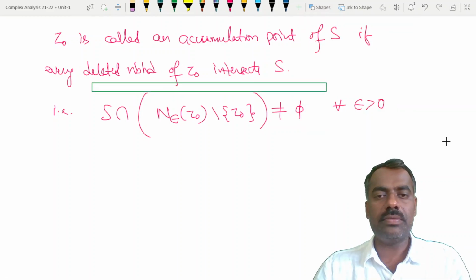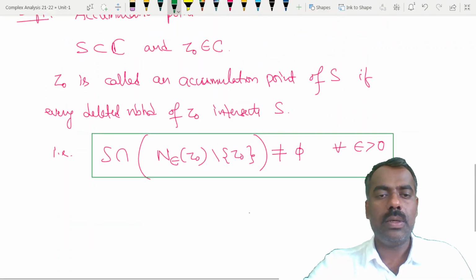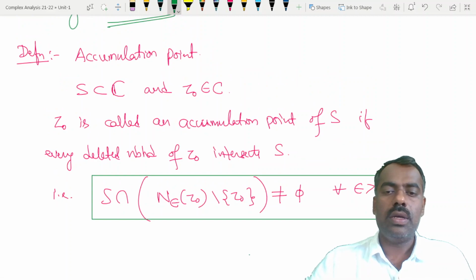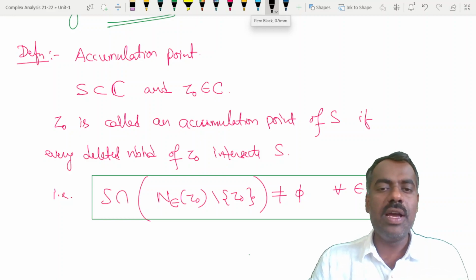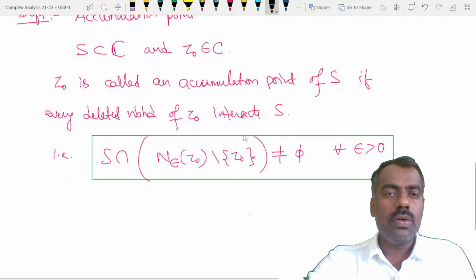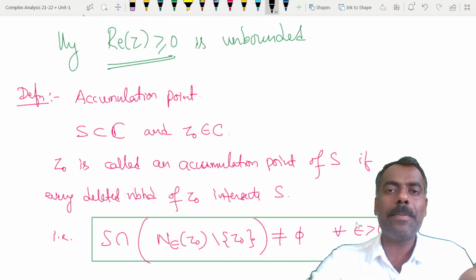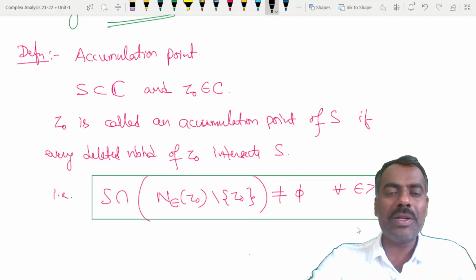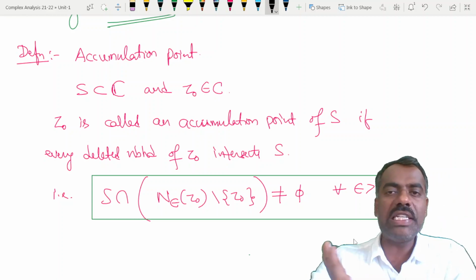So in real analysis, you might have already heard such a definition, which is sometimes also called a limit point. Now, what are all the different points we have seen? Accumulation point. Earlier we have seen boundary point, then interior point and exterior point. And we have defined an open set if it does not contain any of its boundary points, and closed if it contains all its boundary points.